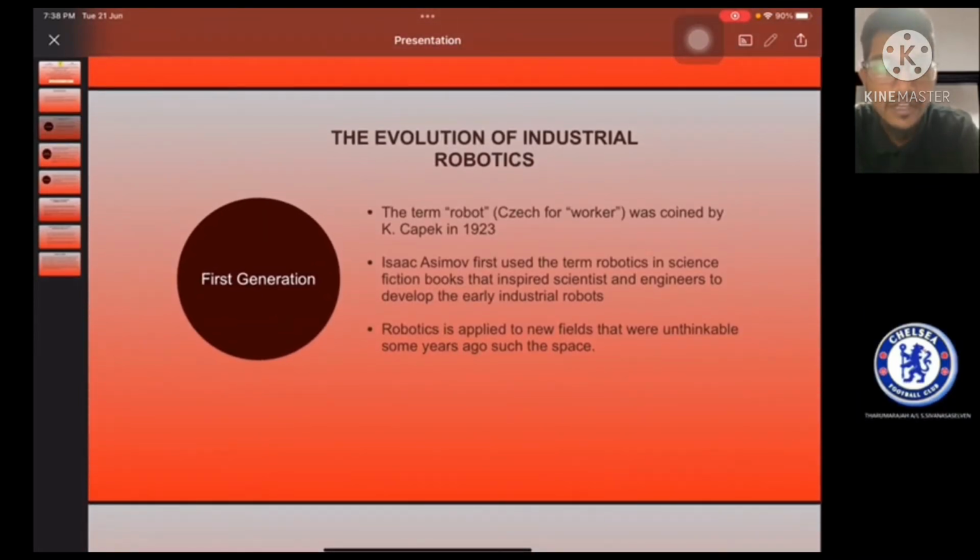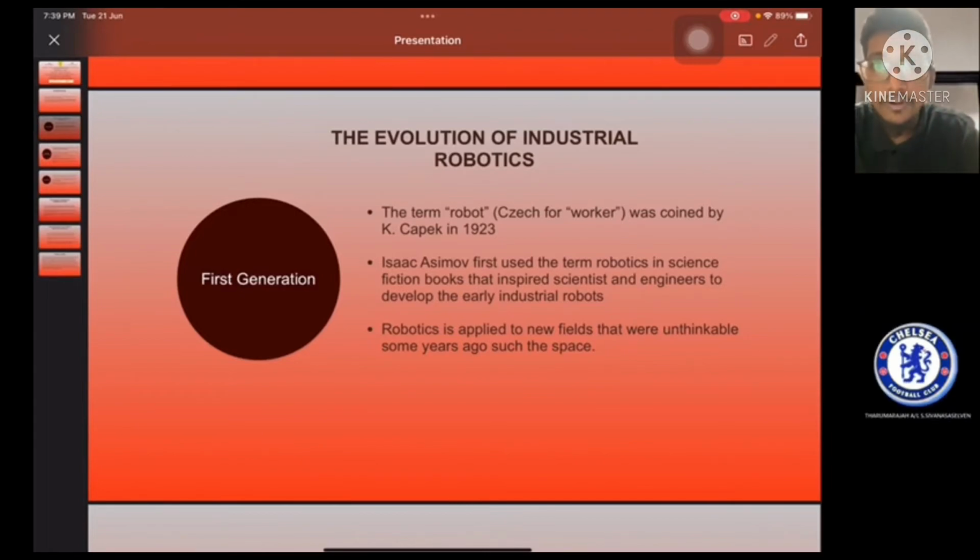Now we are looking at the evolution of industrial robotics. First, we're going to look at the first generation. The term robot, which means worker in Czech, was coined by K. Capek in 1923, showing the class fighting in a society with automated workers. Next, Isaac Asimov first used the term robotics in science fiction books that inspired scientists and engineers to develop the early industrial robots.